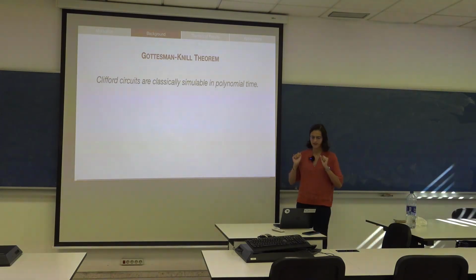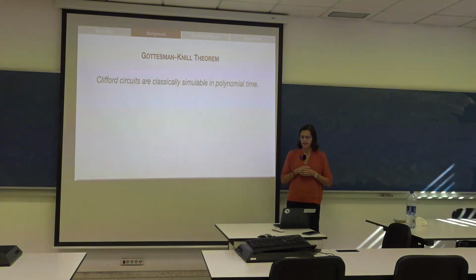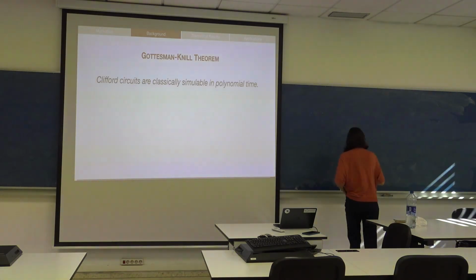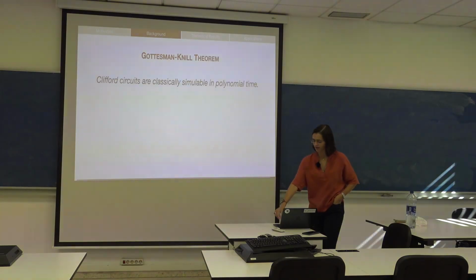So these are circuits that you initialize in a computational basis state. It can be the all-zero state without loss of generality. And you measure in the computational basis. And in the middle, you only allow this set of operations that are called Clifford unitaries. And Clifford unitaries form a group and are this special class of unitaries that basically take Pauli operators to Pauli operators.